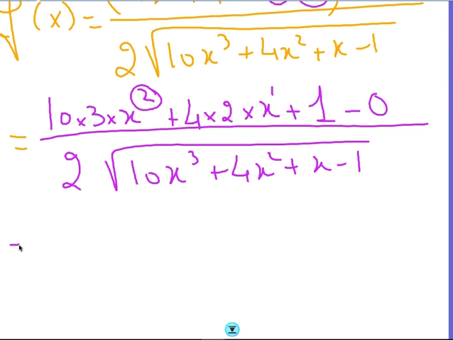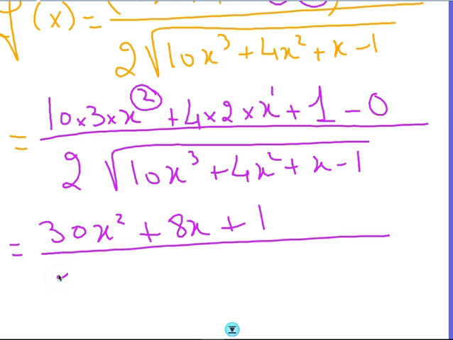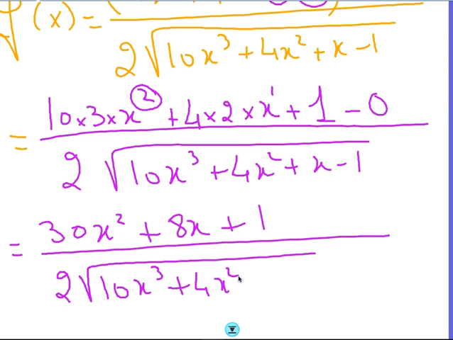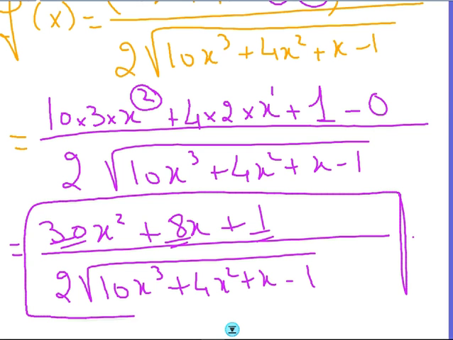Let's just simplify our answer. So it's equal to 10 times 3, 30 x squared plus 8x plus 1 over 2 radical 10x cubed plus 4x squared plus x minus 1. We cannot simplify further. I cannot take, for example, a common factor. So you keep the answer like this.